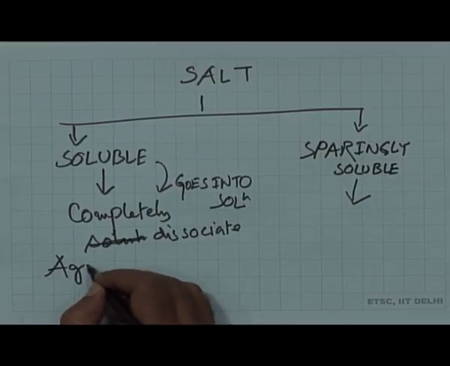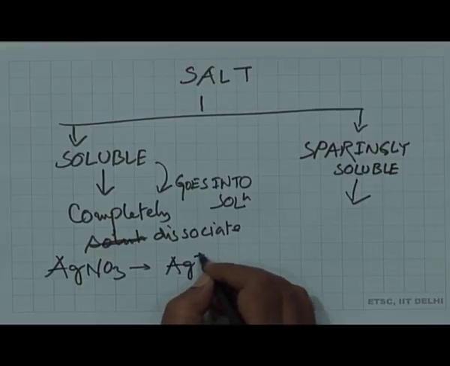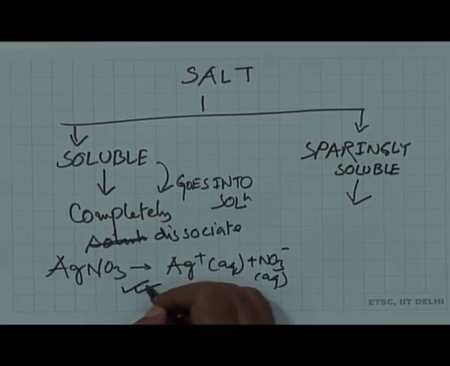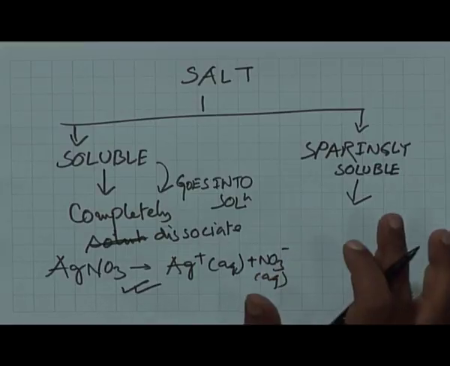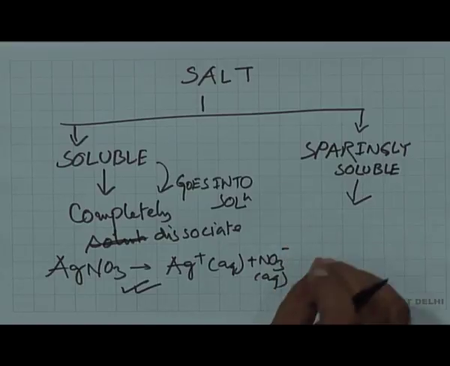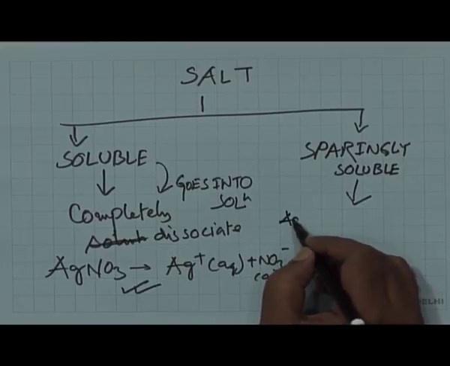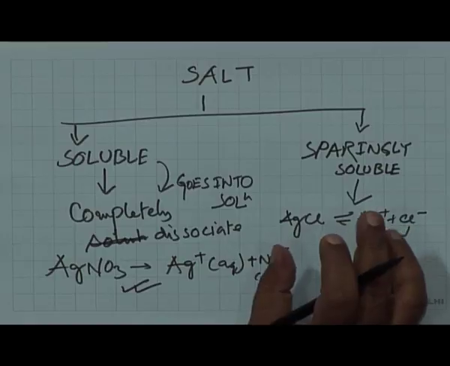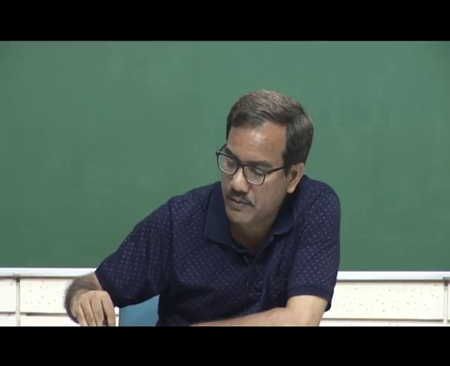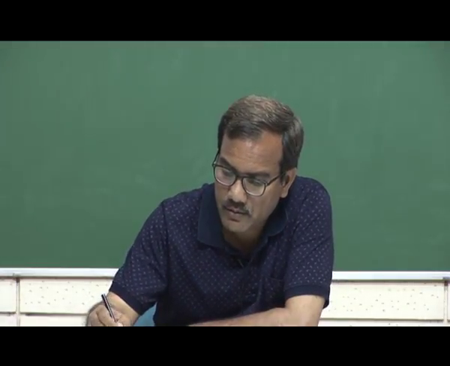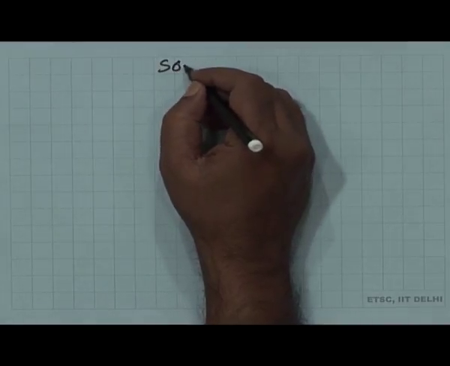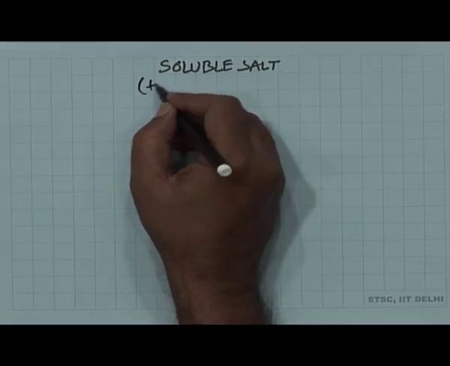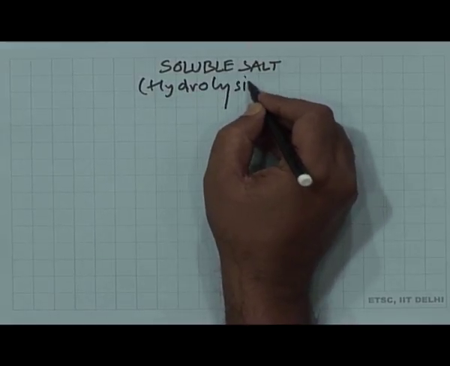For example, AgNO3, if you put it in water, you will get Ag plus aqueous plus NO3 minus aqueous, and this is an irreversible reaction. It means AgNO3 is completely soluble and gives you ions. It completely dissociates to give ions. Whereas, if you take AgCl, it does not go into solution, only a smaller part goes into solution, and that is what we will discuss later. First, I will discuss soluble salts. So, hydrolysis of soluble salt.